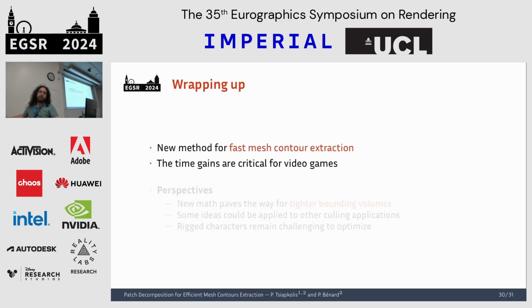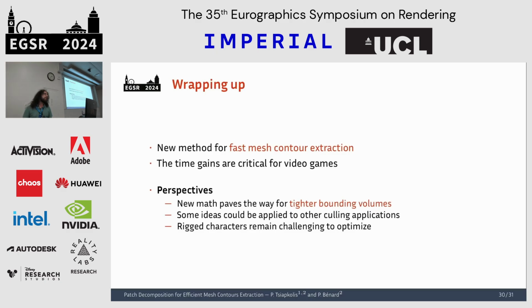So to wrap it up, we did make a new method for fast mesh contour extraction with time gains that are critical for video games, because we can now use it without battling for 2 years with the rest of the team. And we also opened up some new research directions, especially for tighter bounding volumes. As you can see, we use the simple method, but finding this smallest sphere is still an open problem, especially if you want to do it fast.